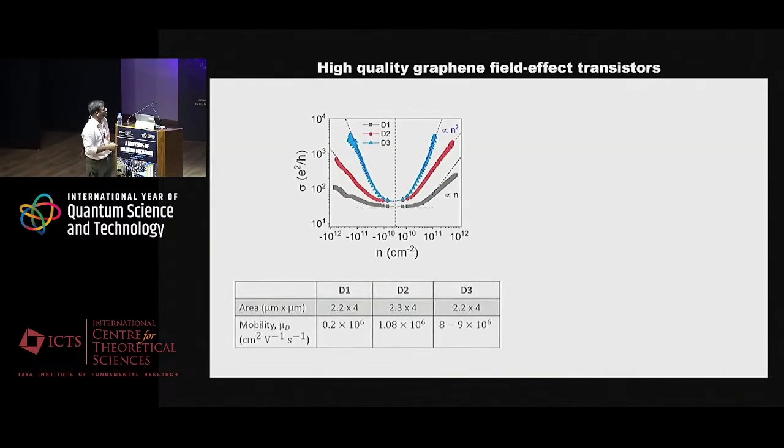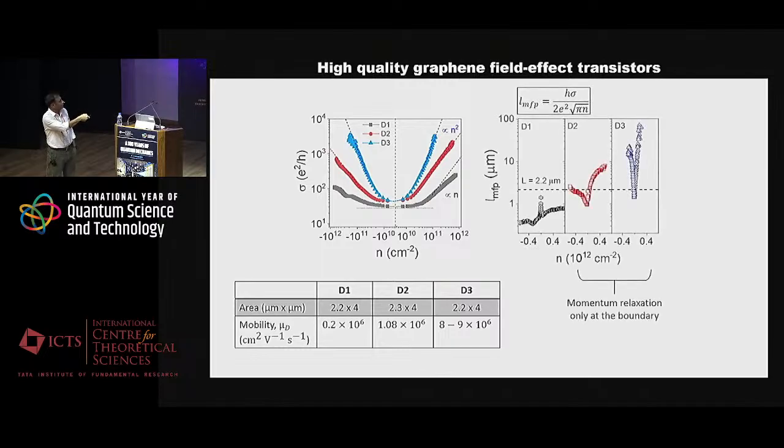If I give you a rough number of the kind of devices that we make, this is the electrical conductivity of the same three devices as a function of density. And I can calculate the mean free path of charge using simple formulae. And we can realize that usually the mean free path turns out to be on the order of the size of the device or even larger. Which means the momentum relaxation in our devices happens primarily at the boundary of the sample. This is not something completely new. There are now several groups which are making devices which are so good that the electrons start scattering only at the boundary rather than inside the device.